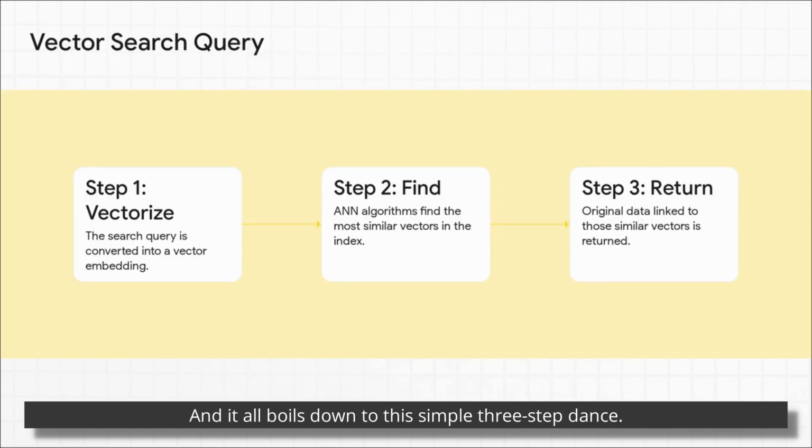And it all boils down to this simple three-step dance. First, your search query gets turned into its own vector. Second, the database uses those speedy ANN algorithms to find its closest neighbors on that map of meaning we talked about. And third, it just returns the original data, the products, the images, whatever, that are linked to those neighbors. It's super elegant, super powerful, and it's how you get those amazingly relevant results.